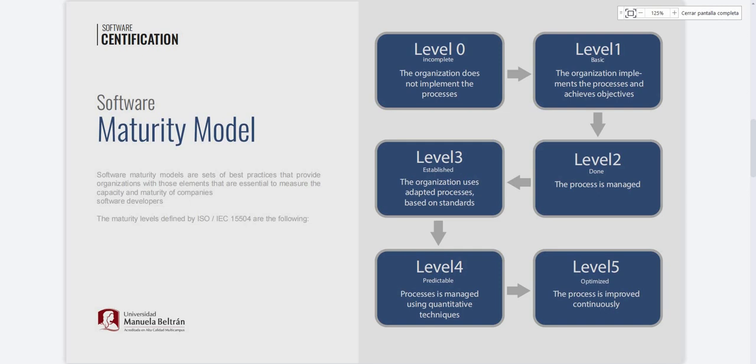Most organizations certified in the SPICE model are at level 2 and 3, with level 2 being the first certificate level. Levels 0 and 1 are not certified.